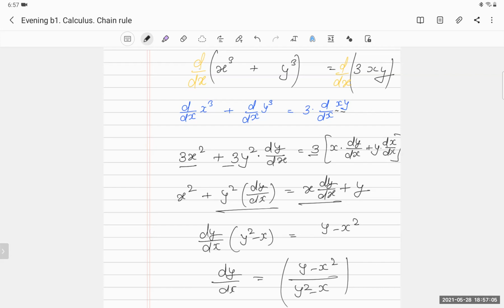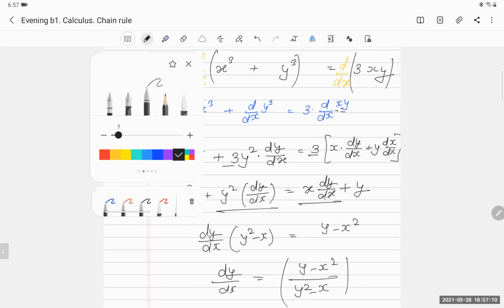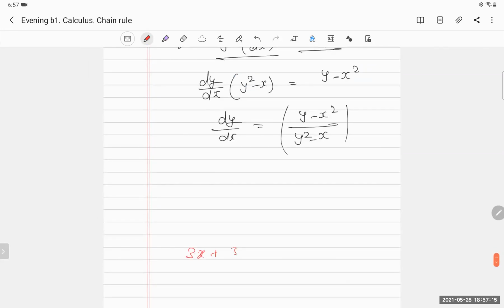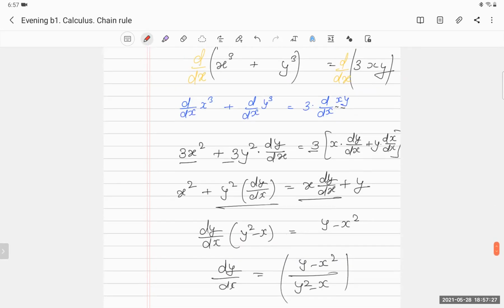Sir, how did this 3 get cancelled? Arey beta, suppose somewhere it is written 3x plus 3y equal to 3r, so I can cancel out 3, right? Yes, sir. So here it is the same. Look, here there is 3, here also 3, here also 3. Yes. We cancel it, right? Yes, in an equation, you can divide the whole equation by 3, so that 3 will cancel out.